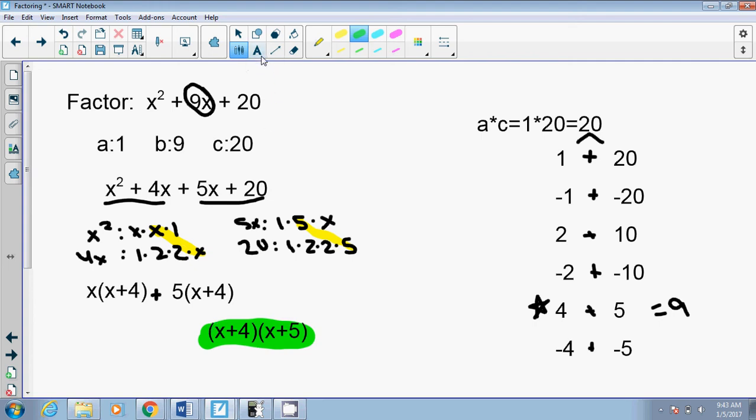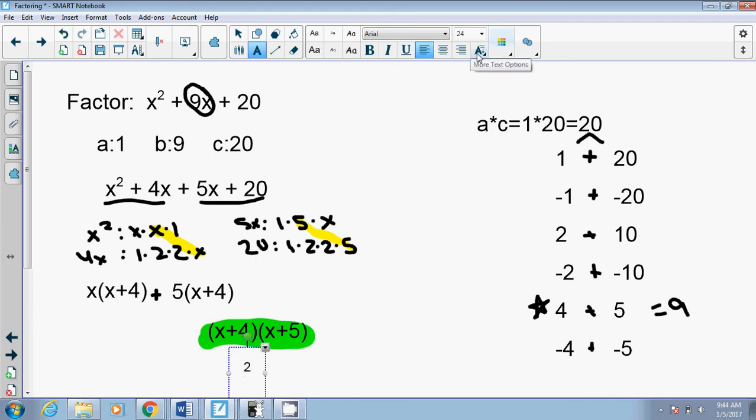Again, one way to make sure you're right is you can check your answer by multiplying it out to make sure you get back to the original problem. So multiply these out using any method. I'm just going to use the horizontal method here. So x times x gives me x squared.